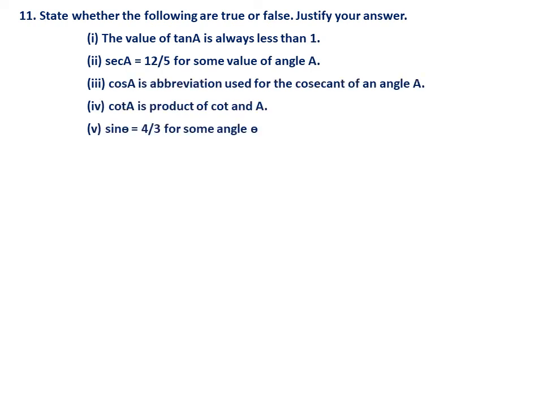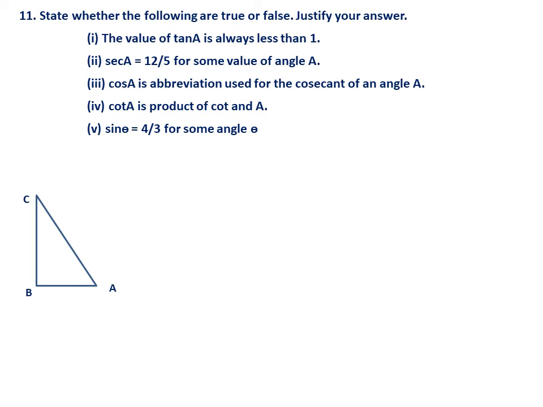The value of tan A is always less than 1. That's the first question. Secant A equal to 12 by 5 for some value of angle A. The third one, cos A is abbreviation used for cosecant of an angle A. Cot A is product of cot and A, and sin theta equal to 4 by 3 for some angle theta. So these are the statements given. We have to say whether it is true or false. Justify your answer means you have to explain the reason also.